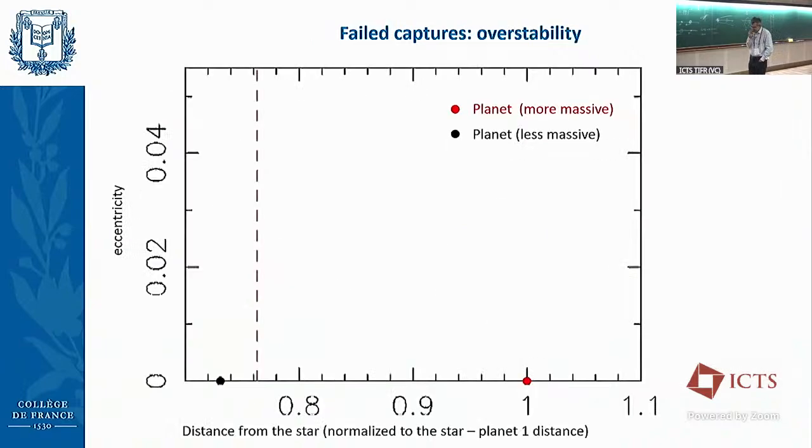The last reason to fail capture is called overstability. So let's see what happens. Overstability works if you have a convergent migration where the inner planet is less massive than the outer planet. So we are in this situation: we have an inner planet inside, and the outer planet is more massive. So this planet moves faster, it catches up with the small planet, so it's a capture from the interior. And this situation can lead to an instability.